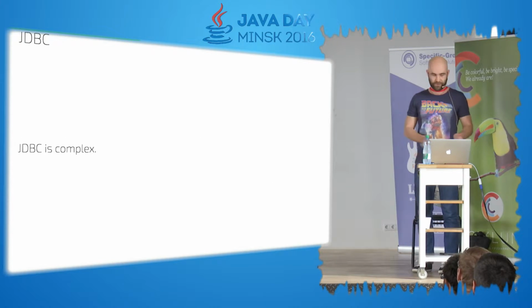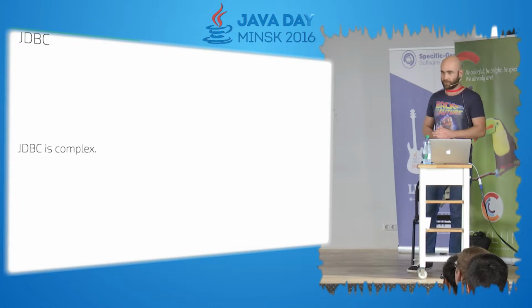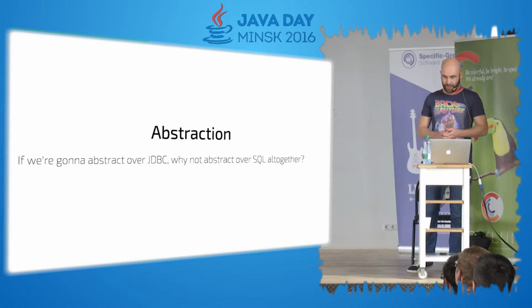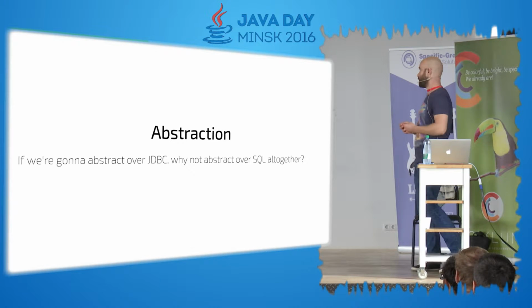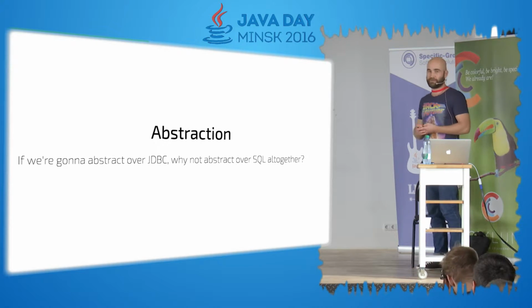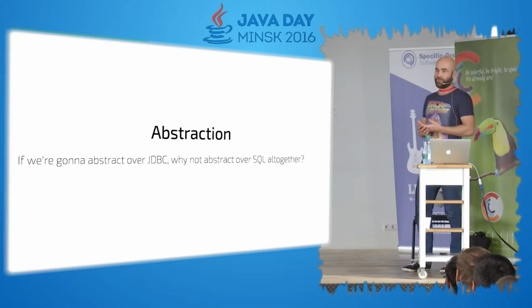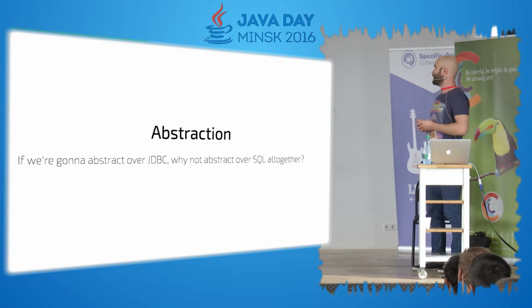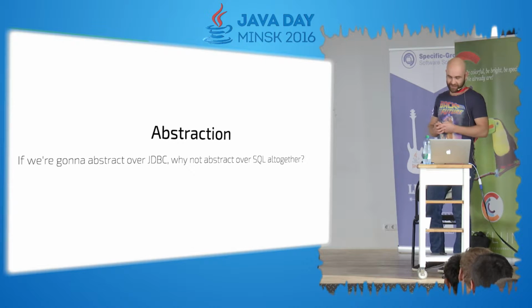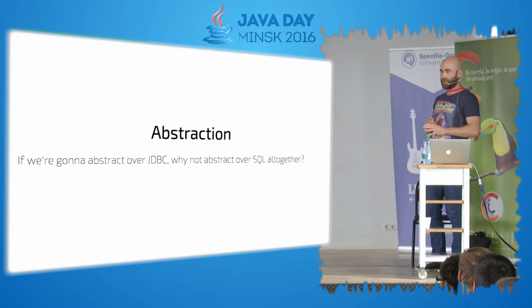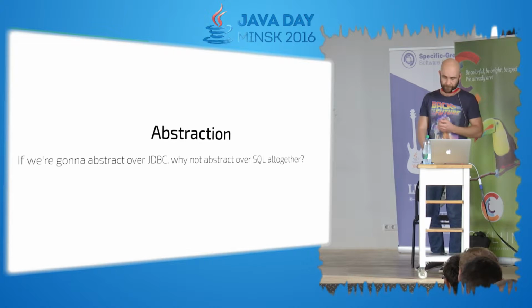So the conclusion is JDBC is complex. There are too many problems that it makes us deal with. And then, if we have already established that it is complex, we need to solve this somehow, and the typical way for us, the masterminds of solving problems, is to abstract, of course, because there are a lot of patterns in this code, and we somehow need to move away from them.